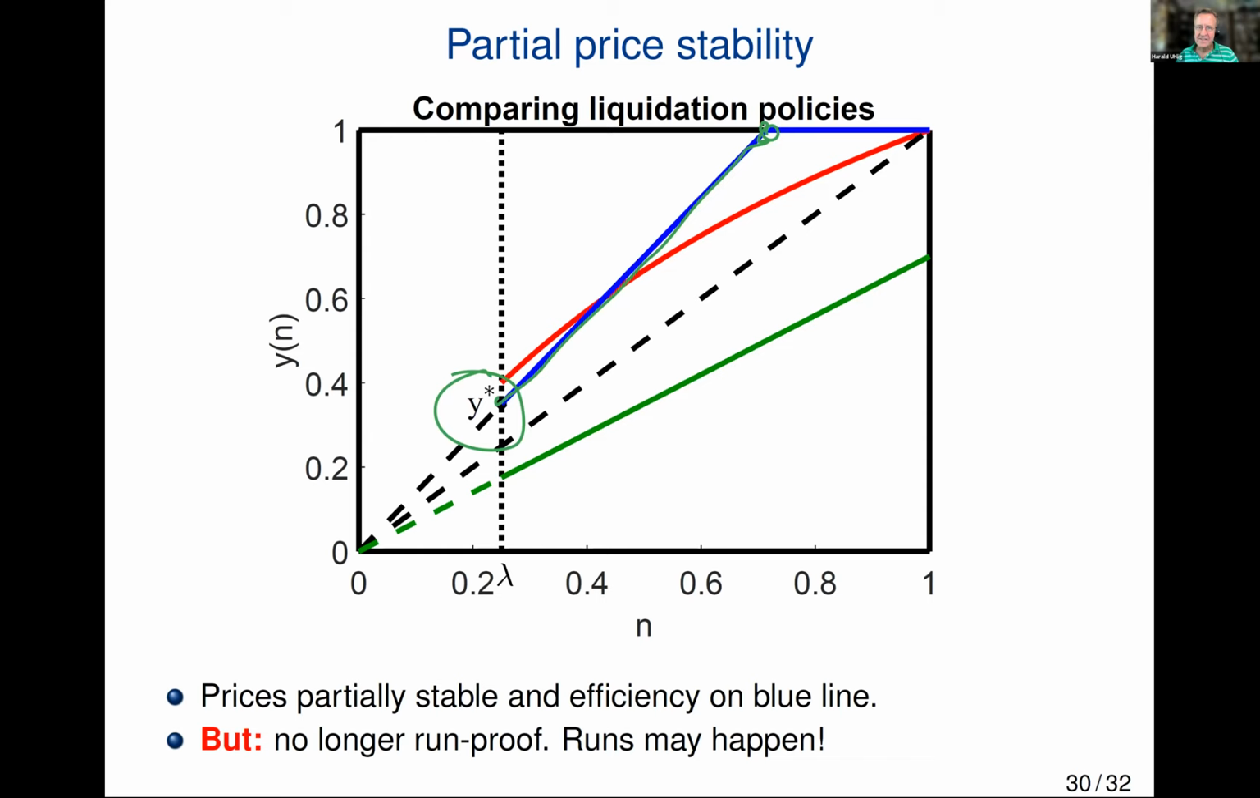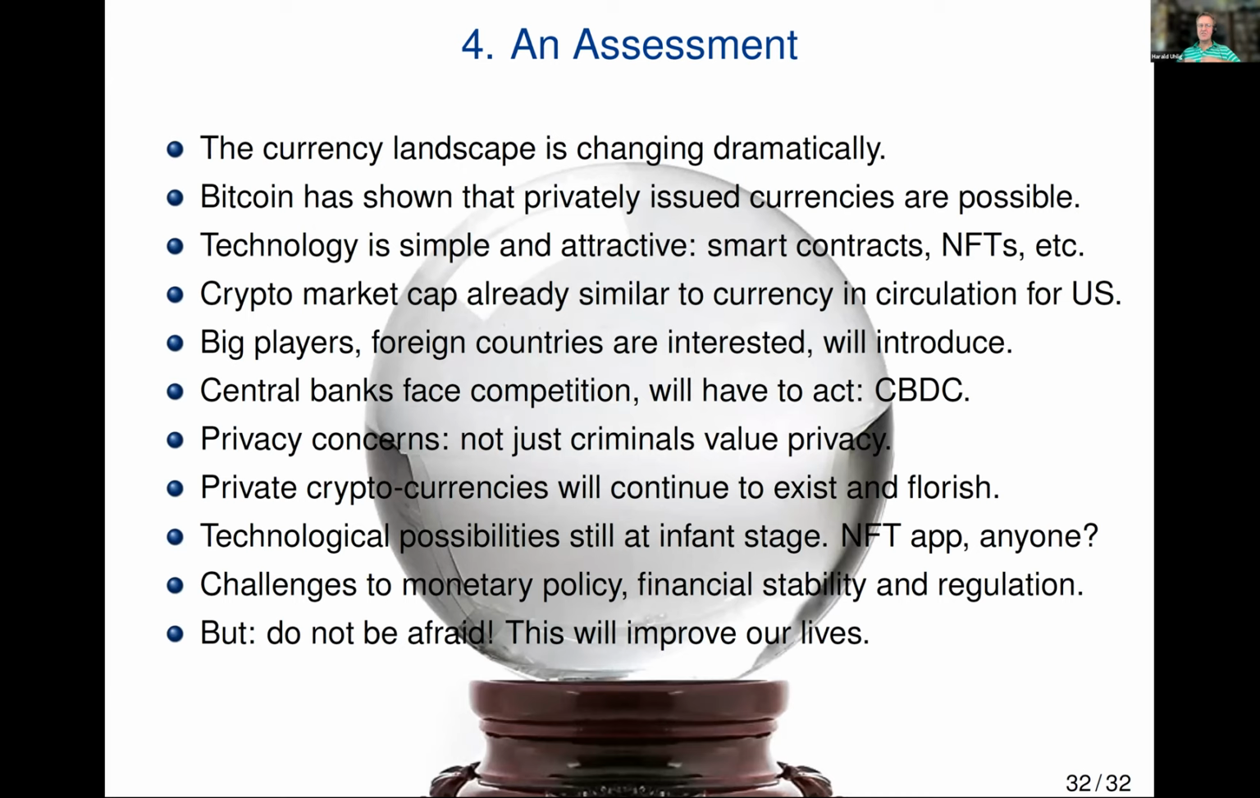So let me just conclude. I just wanted to raise these points. The currency landscape has changed dramatically. And Bitcoin has shown that privately issued currencies are possible. It's an attractive currency, but now we have all this interaction with CBDC, with pricing, with criminal activity that we just have to think about. But at the end of the day, I think these challenges for monetary policy, financial stability and regulation are really interesting. This crowd here is particularly capable of addressing this.